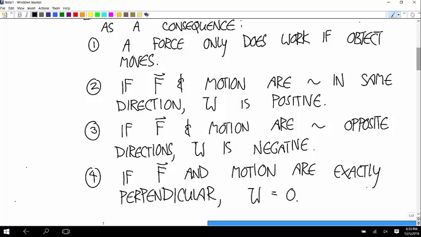So let's first think about the normal force if something's rolling or sliding. If this thing's sliding along the table, what's the direction of its motion? What direction would its displacement vector be?